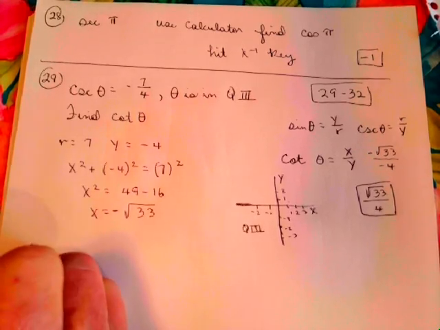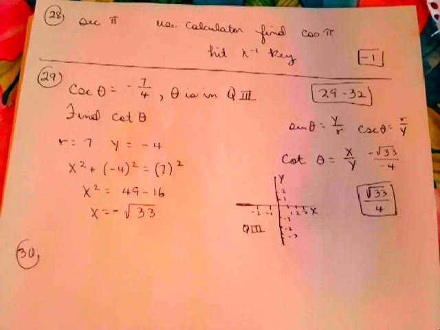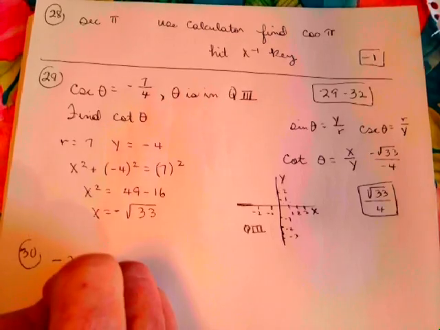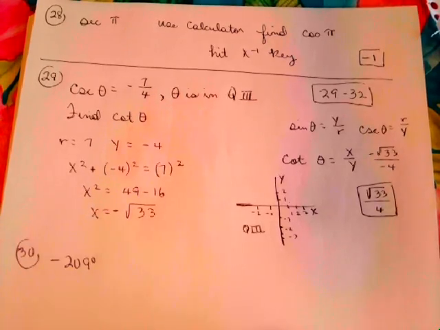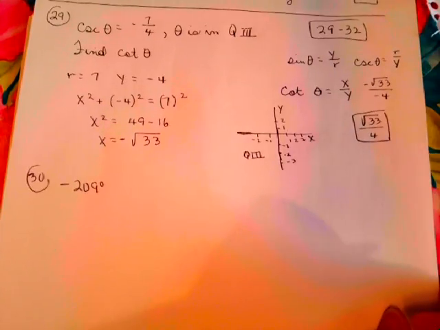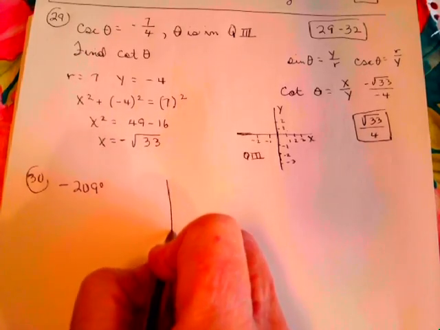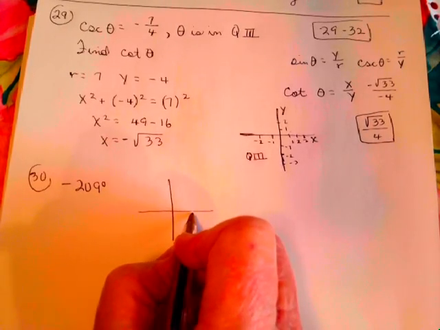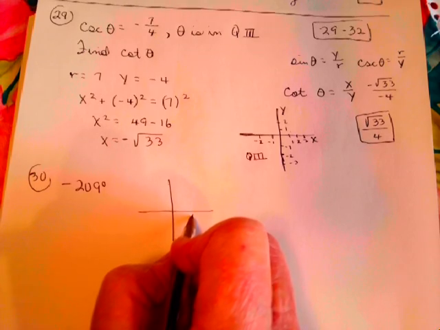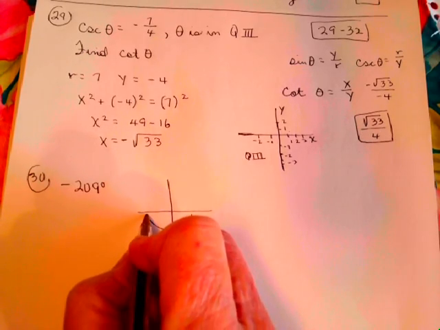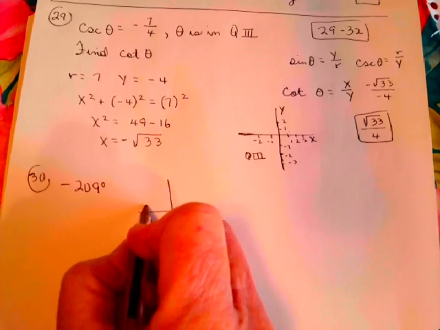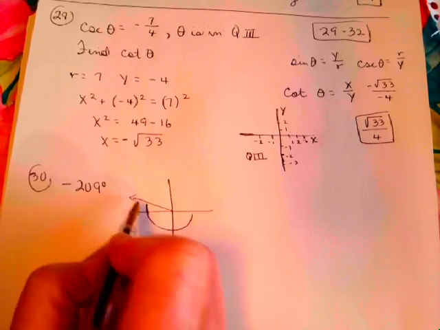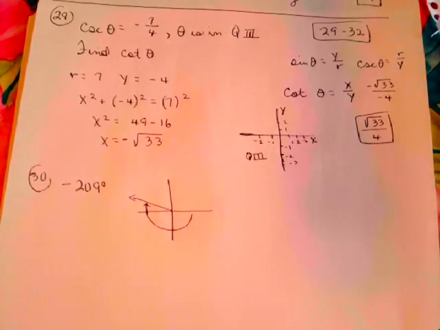Number 30. Find the reference angle for the given angle, -209 degrees. First, draw the angle. Since it's negative, you start at positive x and go down. That's -180. I got to go 29 more degrees. So I'm somewhere about right in there.